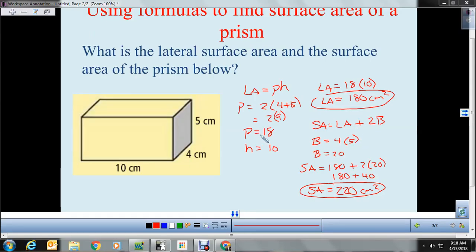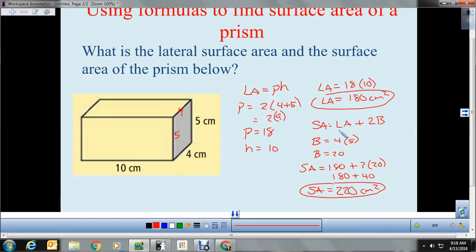All right, so let's take a look here. We have the base here, so we're going to get the perimeter, which is going to be the distance around it. So we can add our 2 side lengths and multiply it by 2, because this is 5, this will be 5 here, and this will be 4 up here. So 4 plus 5 is 9, 9 times 2 is 18. The height is the distance between our left and right, which is going to be 10. So multiply them together, the lateral area is equal to 18 times 10, which gives us 180 square centimeters.